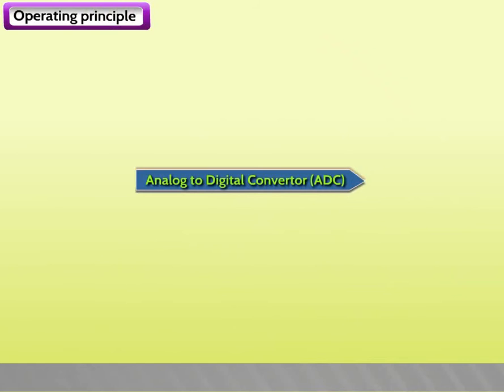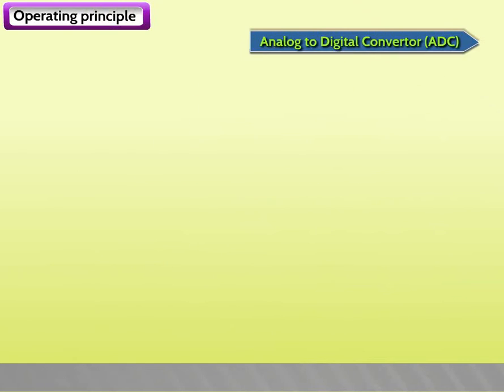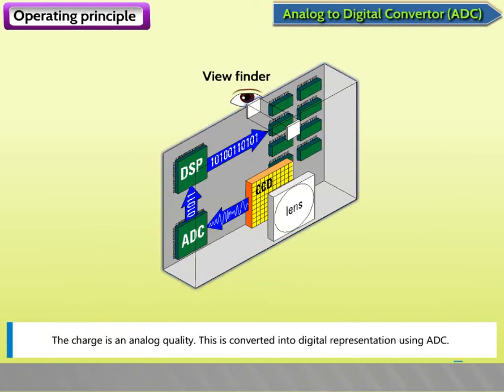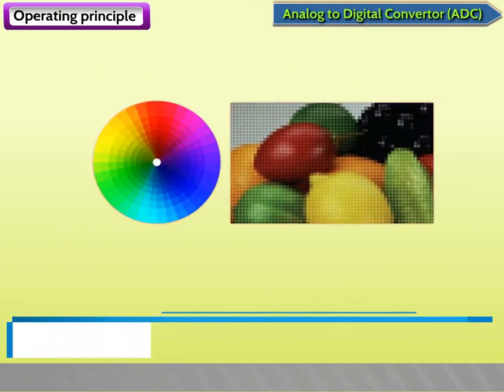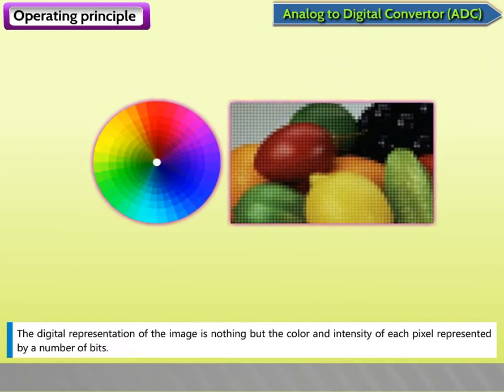Analog to digital converter, that is ADC. The charge is an analog quantity. This is converted into digital representation using ADC. The digital representation of the image is nothing but the color and intensity of each pixel represented by a number of bits.